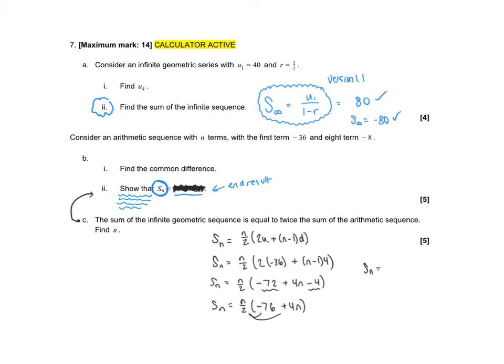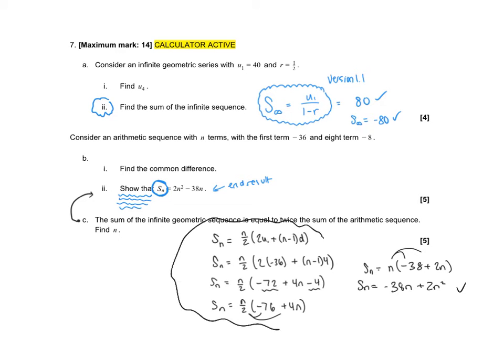So I get Sn equals n times negative 38 plus 2n, and I'm going to distribute the n, so I have Sn equals negative 38n plus 2n squared. Now I'm going to erase this part and see if I was correct, and I was correct. Perfect. So this work here is your answers. That's your answers, okay? And then the last part, C, is a little bit difficult.